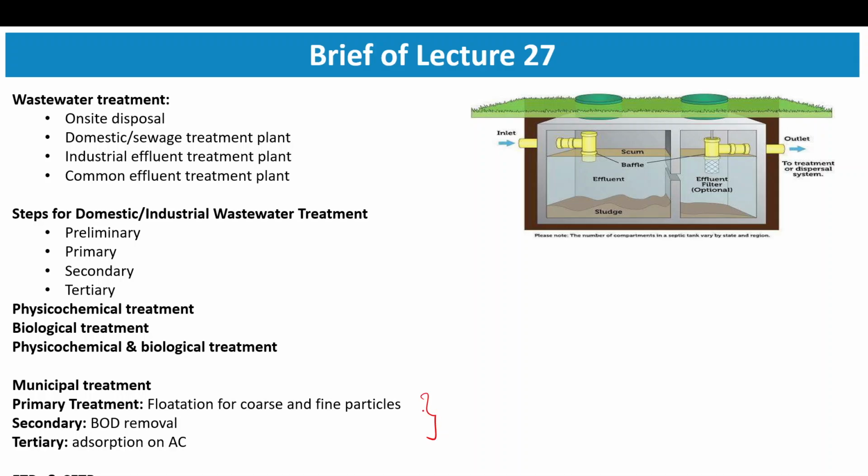Municipal or domestic sewage treatment, where we first apply primary treatment to remove coarse and fine particles by providing coagulation and flocculation. Then we provide BOD removal through a secondary process, where we provide microorganisms to act.